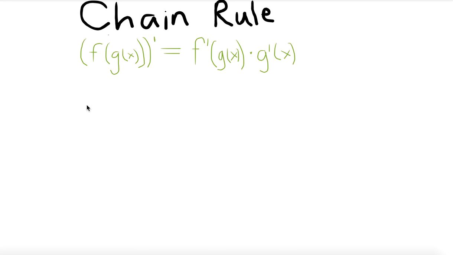So the chain rule is basically a rule that allows us to take the derivative of a composite function. Here in green, this is the definition of the chain rule, and our composite function is f of g of x, where f of x is the outer function and g of x is the inner function. When we differentiate this, we get the derivative of the outer function, so f prime of g of x, or of the inner function, and we multiply by the derivative of the inner function, so times g prime of x.